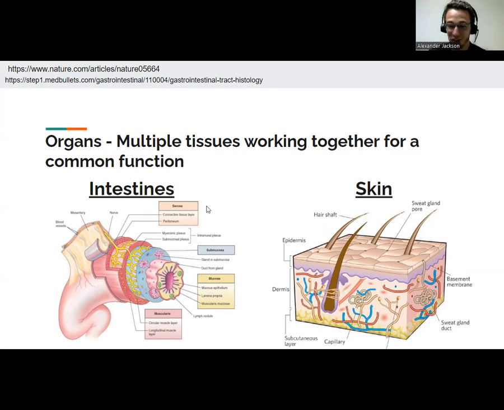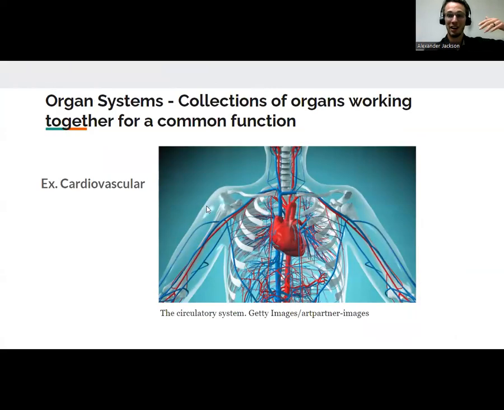Once you put organs together, working together for a common function, now you have an organ system. You've probably heard of the cardiovascular system, which deals with basically the heart as its organ and blood vessels, which are also organs. They contain multiple tissue types, okay? You put those together for a common function. So for example, pump oxygenated, nutrient-rich blood throughout the body, and then carry the waste products back to the lungs to be breathed out. That's a goal of the cardiovascular system. It deals with multiple organs working together.